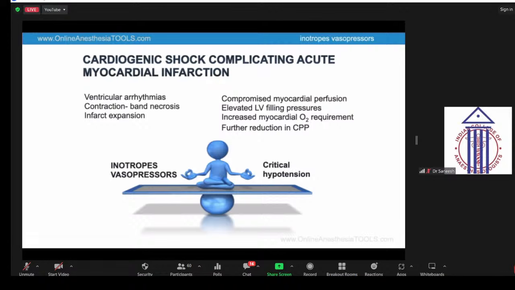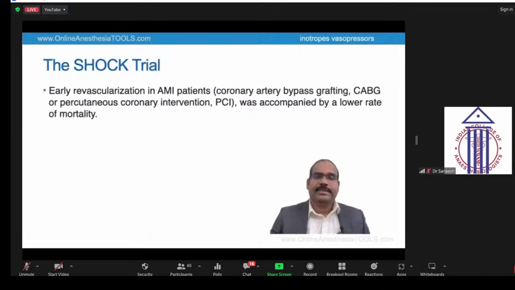And suppose you don't choose inotropes or vasopressors, then we are facing critical hypotension and ventricular arrhythmias, which may have to be tolerated. We have to take a decision and try to augment the cardiac contractility to save this scenario.